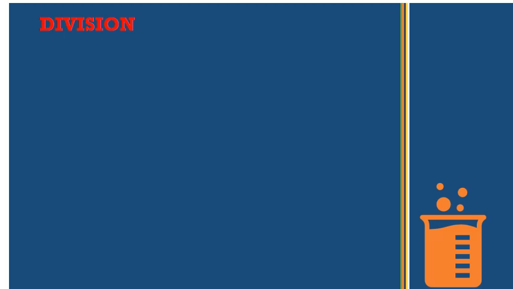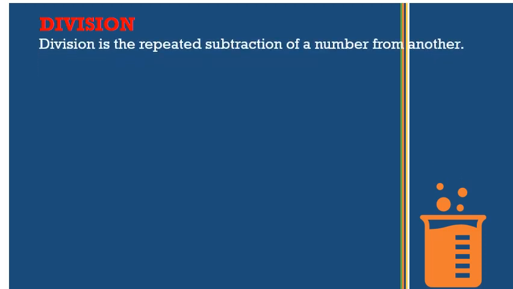Now children, before doing the division of large numbers, let us understand what we mean by division. Well, division is the repeated subtraction of a number from another. Let us understand this with the help of an example.